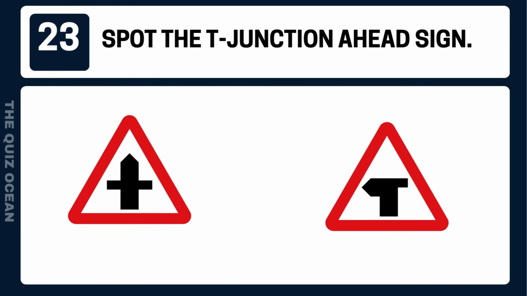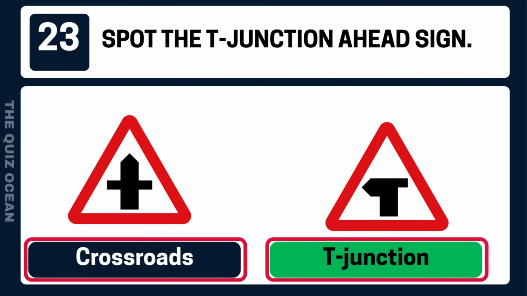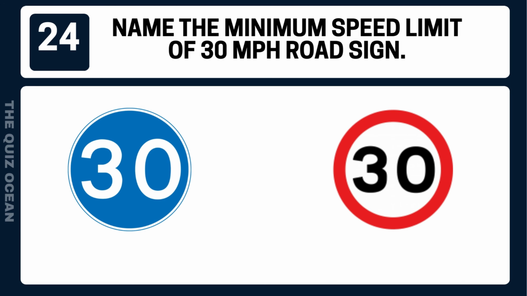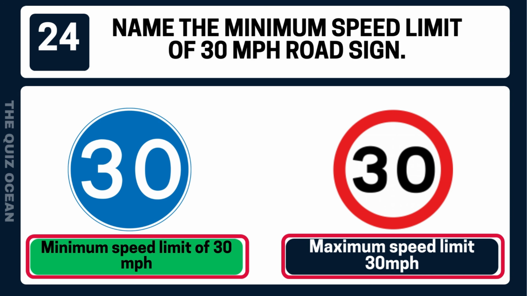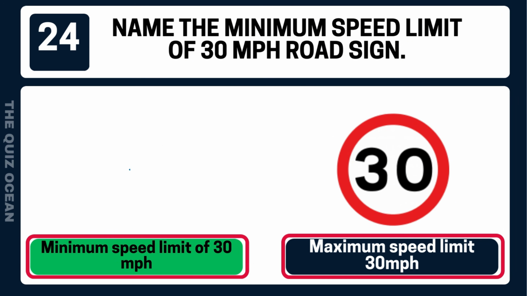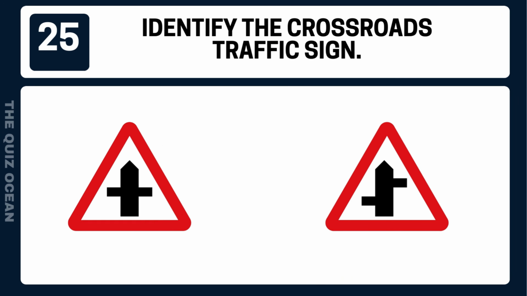Question 23. Spot the T-junction ahead sign. Question 24. Name the minimum speed limit of 30 miles per hour road sign. Question 25. Identify the crossroads traffic sign.